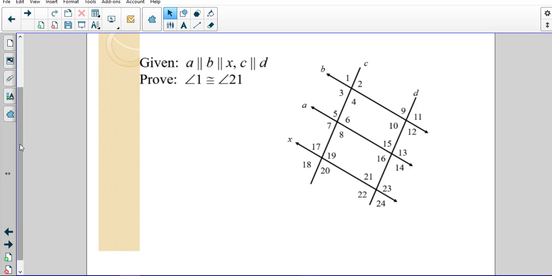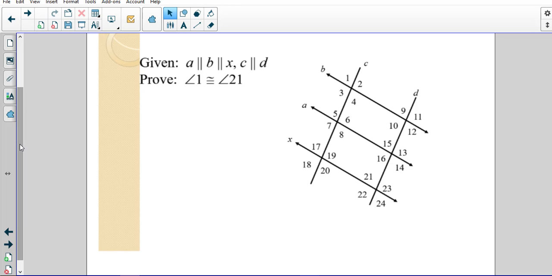If we want to go down and right, it's pretty much a similar situation. So I think I said left before, I should have said right. So if I want to go down, I can go from 1 to 19. Sorry, 1 to 20. Okay. 1 to 20, alternate exterior, and 20 to 21, alternate interior. And last but not least, we could go 1 to 17, corresponding, 17 to 21, corresponding. You can choose any of those methods.